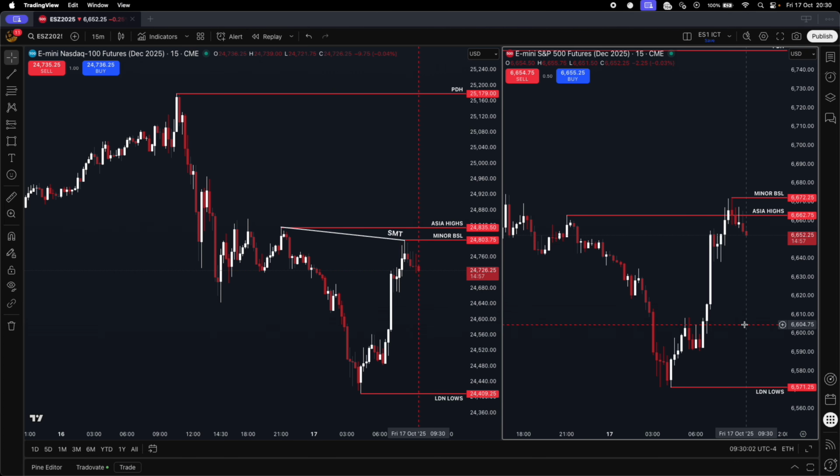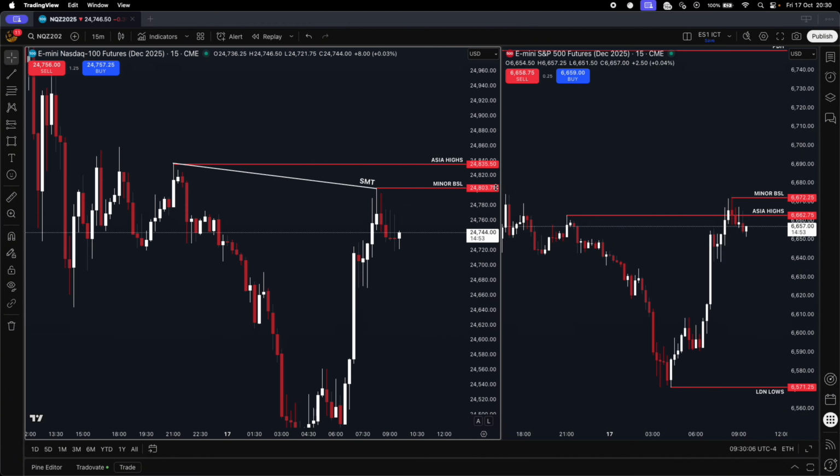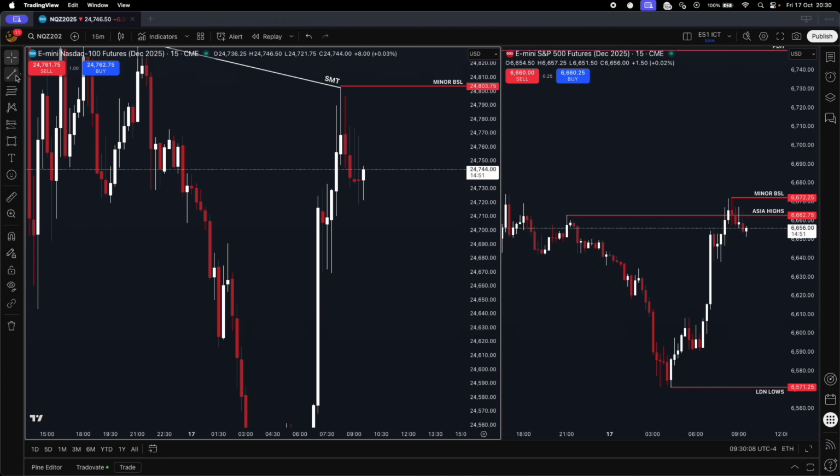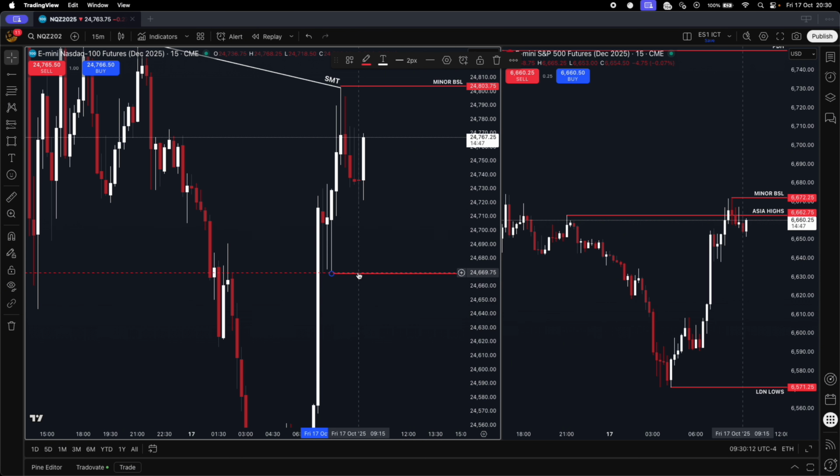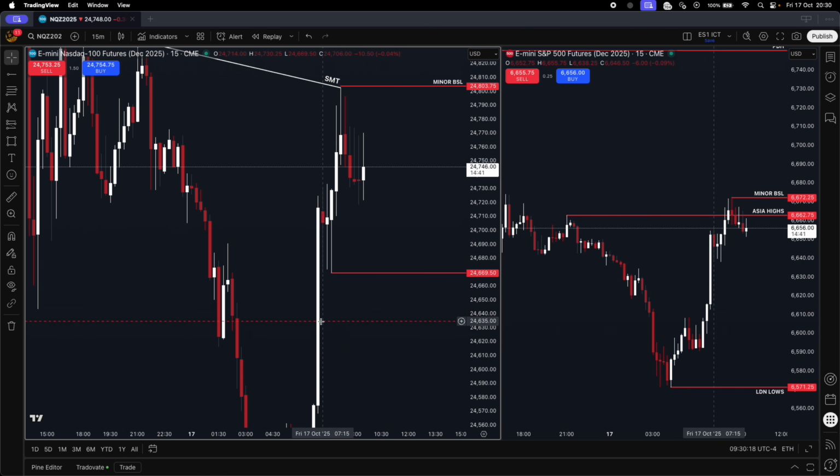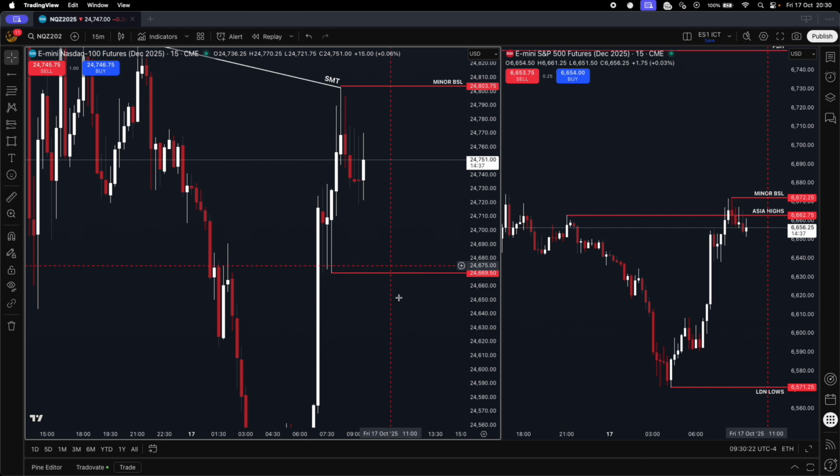Right, so essentially we've marked out all of the levels that we really want to mark out. Only other level I actually want to mark out is this one. Just this minor sell side here. As we have this not unfilled, but we do have a large majority of the fair value gap on the 15-minute is unfilled, and it also seeks discount.